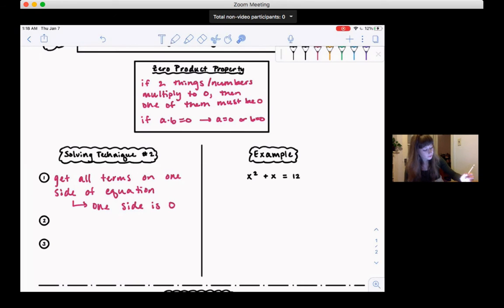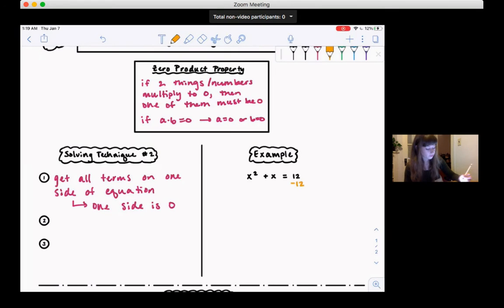Okay, so let's do this for our example. We have x squared and x on the left, and then we have 12 on the right. We need to get everything on one side. It doesn't matter which side we go to, but it's going to make your life easier if you keep x squared positive. So if you have a positive x squared, move everything over to be with x squared. So we want to move this 12 over to this side. And we can do that by subtracting it.